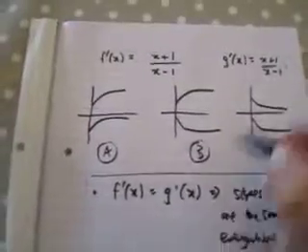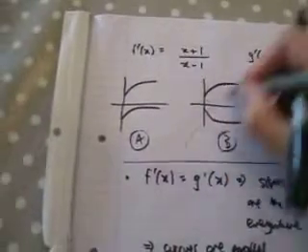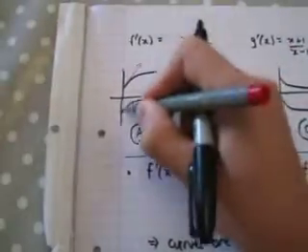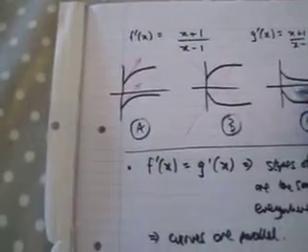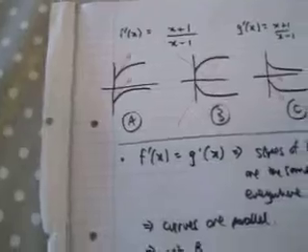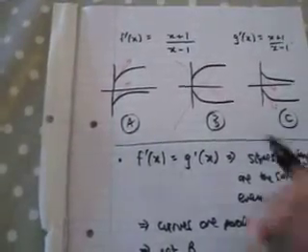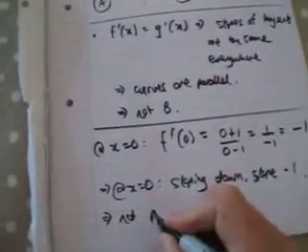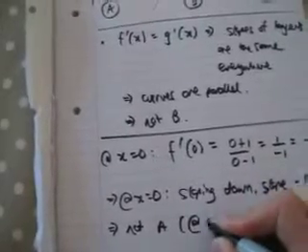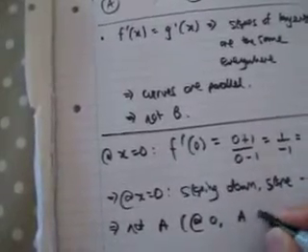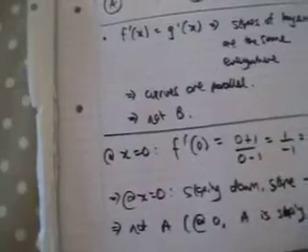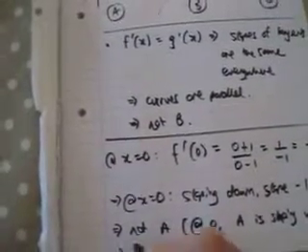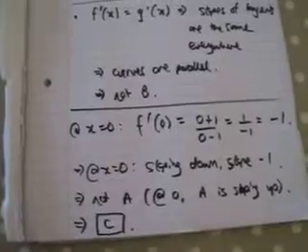Now if you go back to the pictures, it's definitely not B. At 0, these are sloping like that, and these ones are sloping like that. So it cannot be A, because at 0, A is sloping upwards, so it must be C. Therefore not A. At 0, A is sloping up. Therefore, it must be C.